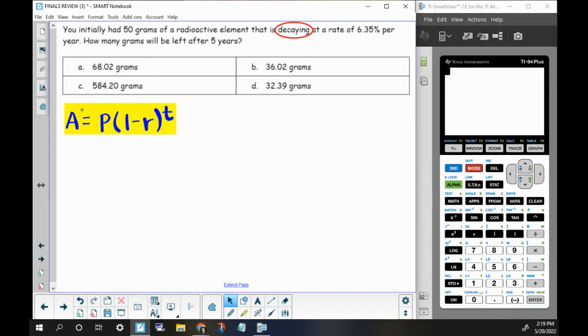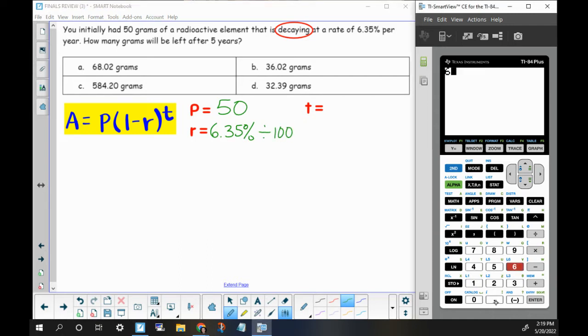So let's get some of our values. What is our P value, guys? What is our starting amount? 50. What is our R? What's our rate? 6.35%. Can we leave it at that? No, we got to divide it by 100. So let's do that.